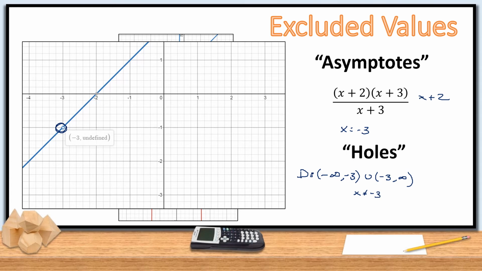Same thing for range. Our range, if x was -3, the y value should be -1, but it's excluded. So we would say the range goes from -infinity to -1 and -1 to +infinity. So again, just y is not equal to -1. That will be our range. So just keep an eye on that. That's a question you're going to be asked at some point: what's the domain and range of the rational expression? And you're going to have to identify the asymptotes and the holes, and those are going to be excluded values, so they will not be part of the domain or the range.